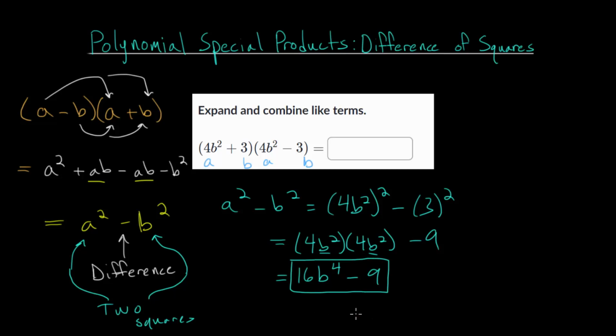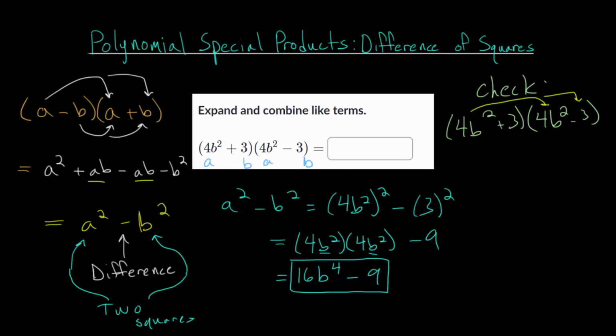Now, we can also check our work by using another method. The other method is essentially what we did here to get the formula. We're just going to take our two binomials, the 4b squared plus 3, and multiply them. So we get 4b squared minus 3. And when we multiply, we just use distribution. So we do 4b squared multiplied into both of these terms. And then we do 3 multiplied into both of these terms.